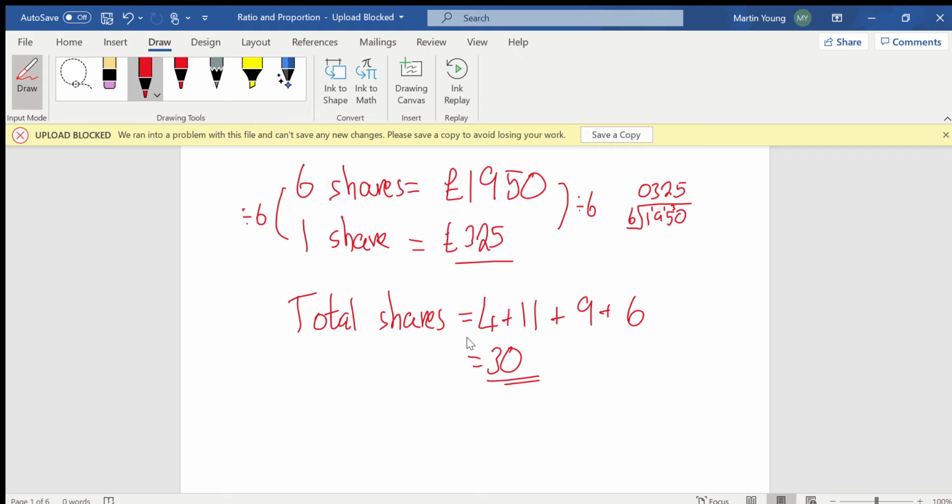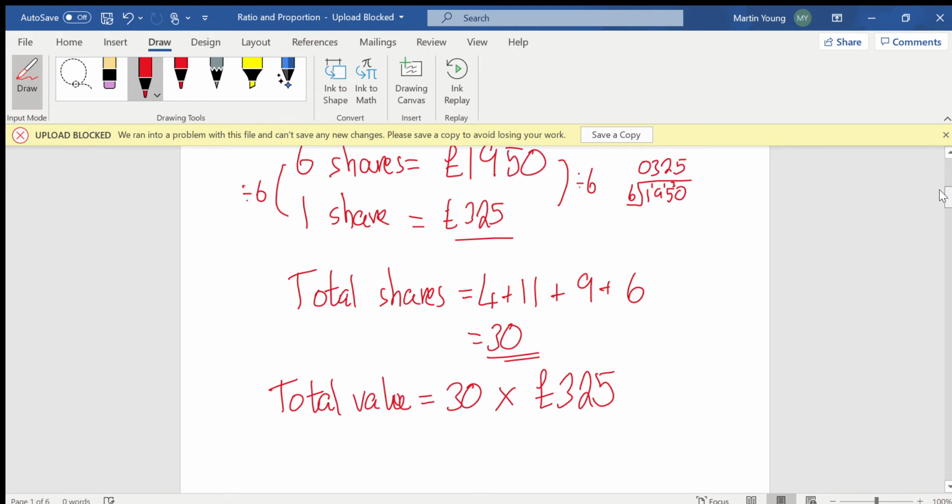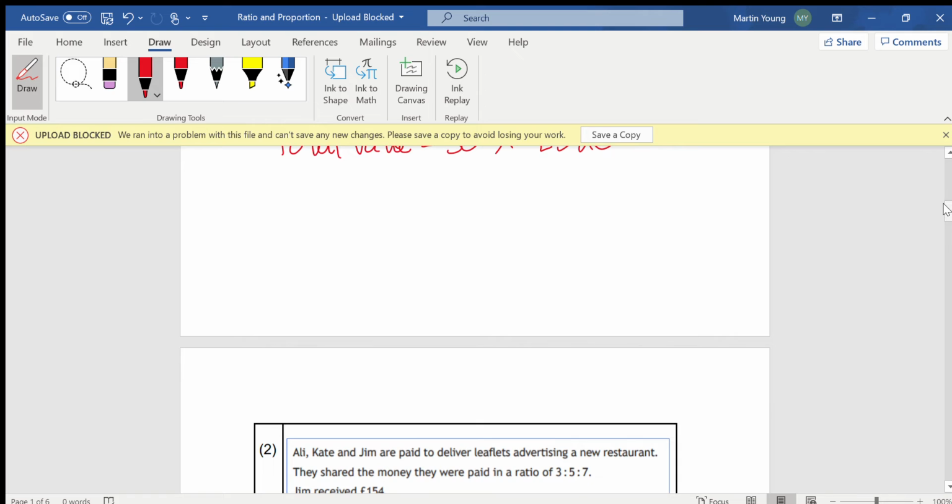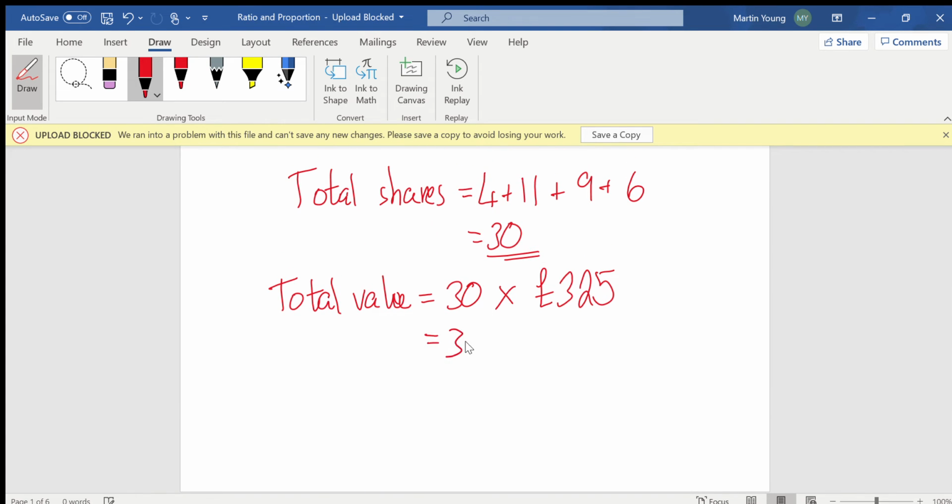So I now know that the total number of shares is 30, so the total value, if you like, the total money, is going to be that 30 times the amount per share, which is 325. Now, how do I multiply by 30? What I need to do is times by 3 and times by 10. Remember, this is non-calc, so you'd be expected to do this. 10 times 325, that would just be 3,250. Add a 0 on, and then times that by 3.